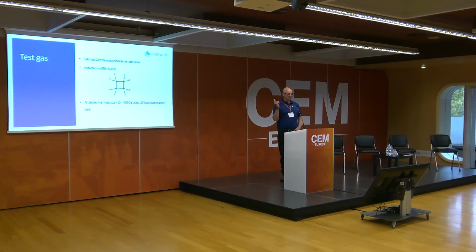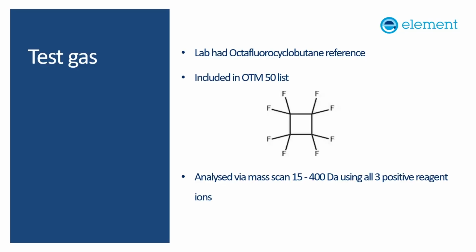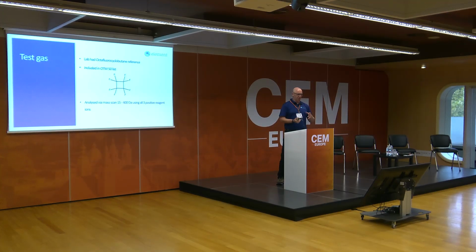So this isn't one of the ones that we're looking for on this site, but the lab had some octafluorocyclobutane reference material. This is one of the PFAS compounds. It's in the OTM list, so we knew it might be of interest at some point. And so what we initially did was analyse this using a mass scan, which is like a targeted analysis, or a mass scan where it scans to see what might be there.